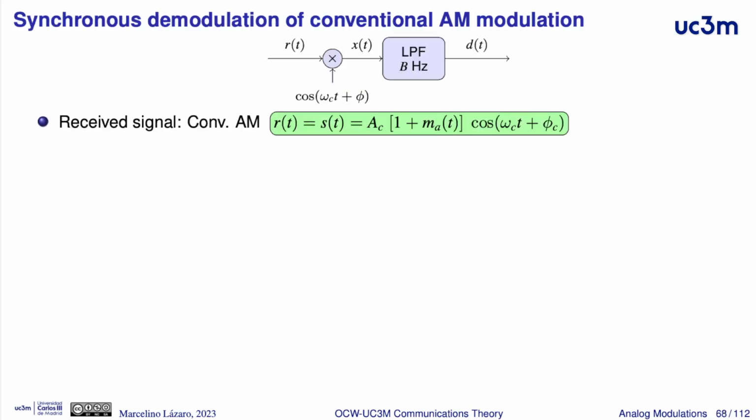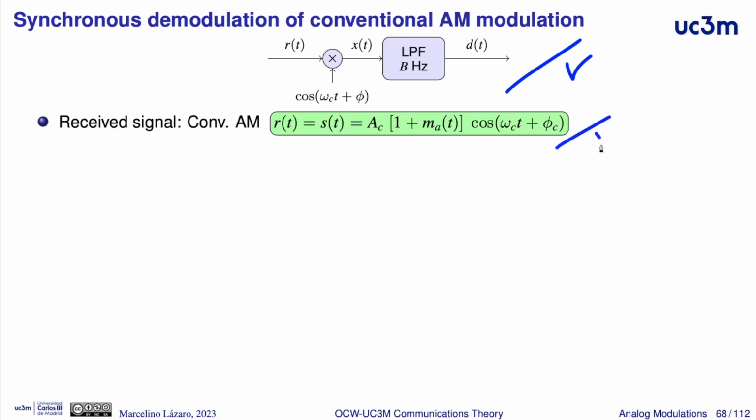Although the envelope detector is much simpler, it is also possible to use a coherent receiver or synchronous receiver to demodulate a conventional amplitude modulation. Now we are going to analyze the application of this detector to a conventional amplitude modulation.